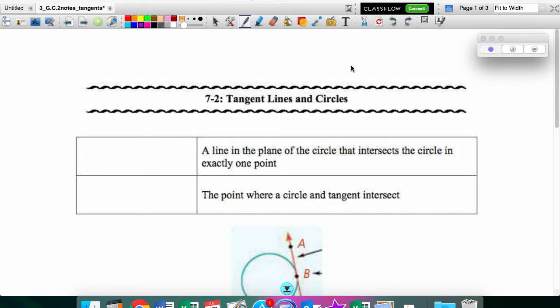7.2 is all about tangent lines and circles. We start the section with two definitions. Our first definition, a line in the plane of a circle that intersects the circle at exactly one point, is called a tangent line. Tangent lines actually also apply to other figures and also functions. In fact, in calculus, we begin our class talking about tangent lines a lot.